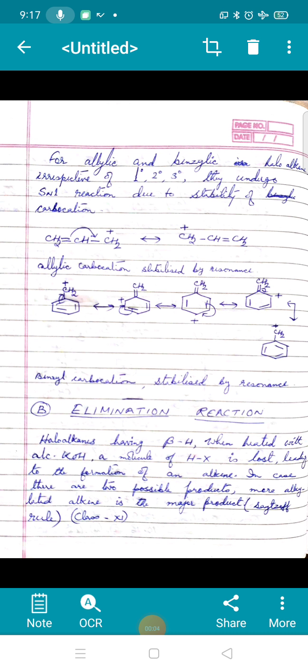Hello students, today we shall be discussing elimination reaction, that is the next category of reaction of haloalkanes. So what is the criteria for this reaction? The minimum criteria for this reaction is a haloalkane which must have a beta hydrogen. Now what do you understand by the term beta hydrogen?